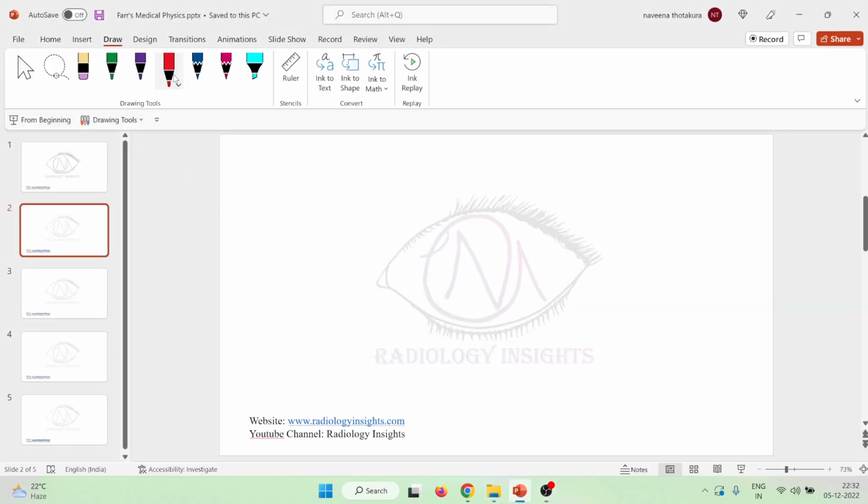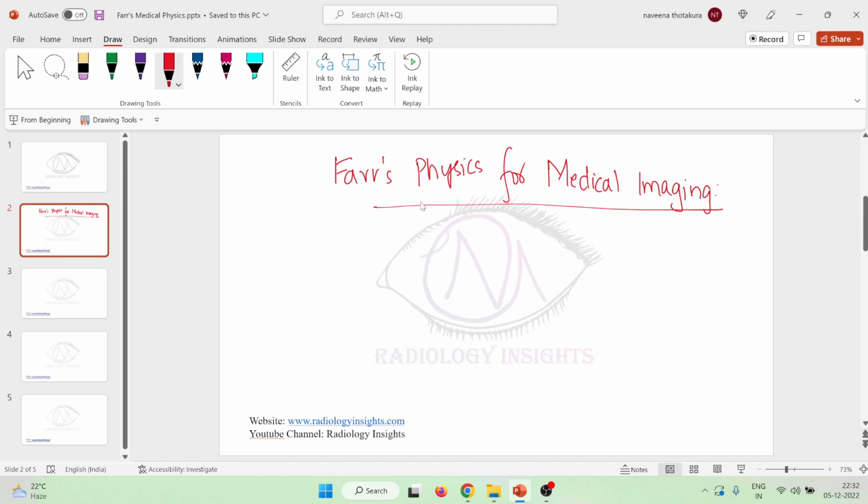Friends, let us now learn some important points about the, okay, we are going to start physics. The physics which we are going to deal with today is from Farr's Physics for Medical Imaging. This is the reference book for this physics subject, which we are going to deal with from today.